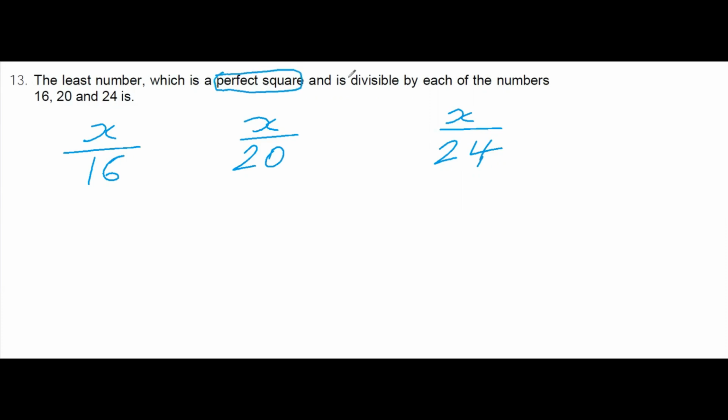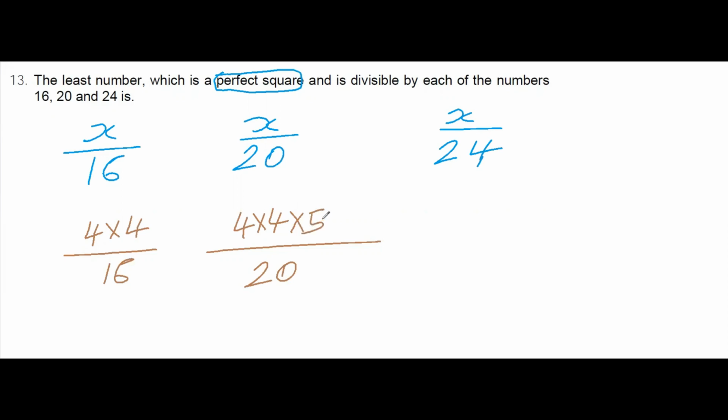So how to solve this? Let me first take the number as 4 into 4. This 4 into 4 is divisible by 16 and is a perfect square. But 4 into 4 is not divisible by 20, because 4 1s are 4, 4 5s are 20, so it is not divisible. I need to add a 5, then it is divisible by 20, but then this number is not a perfect square. So to make it a perfect square, I have to multiply by 5 again.